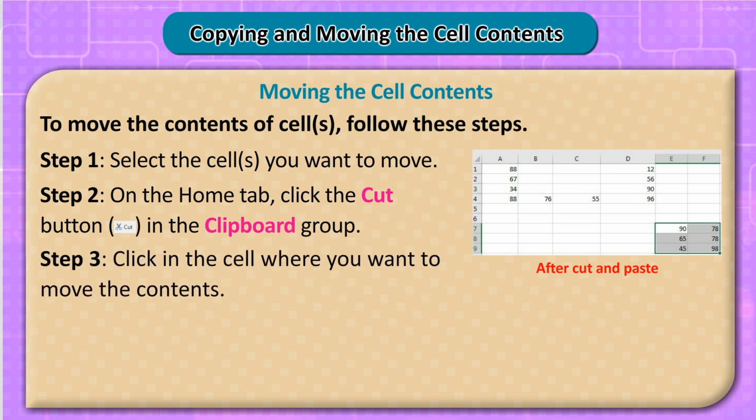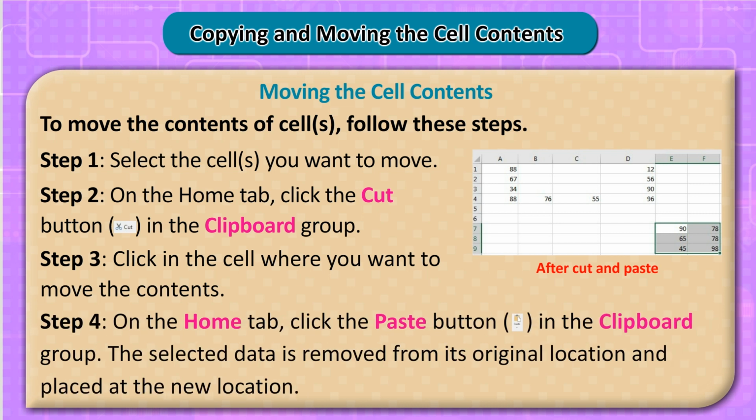Step 3. Click in the cell where you want to move the contents. Step 4. On the Home tab, click the Paste button in the Clipboard group. The selected data is removed from its original location and placed at the new location.